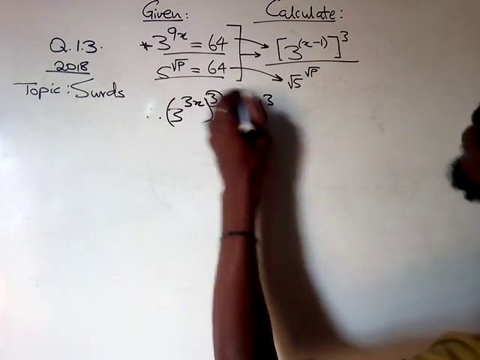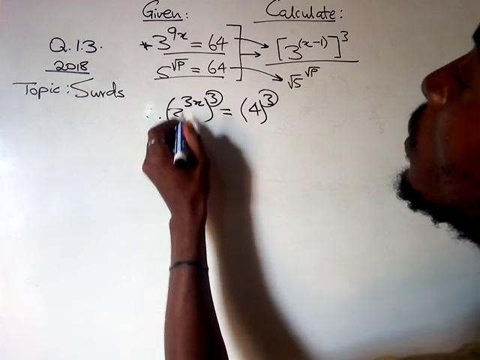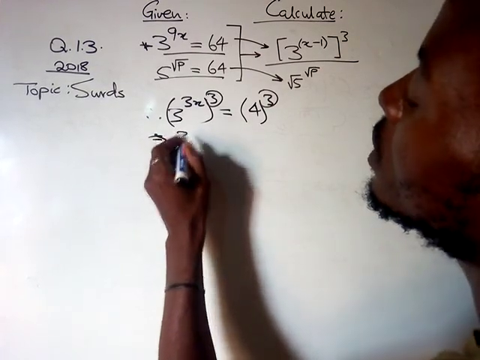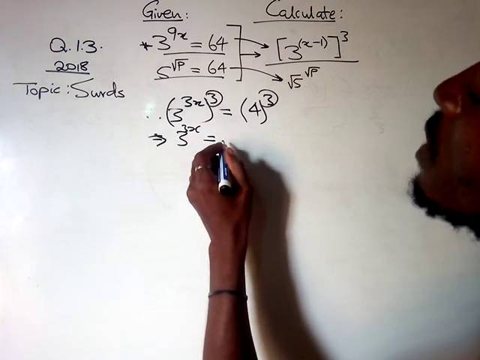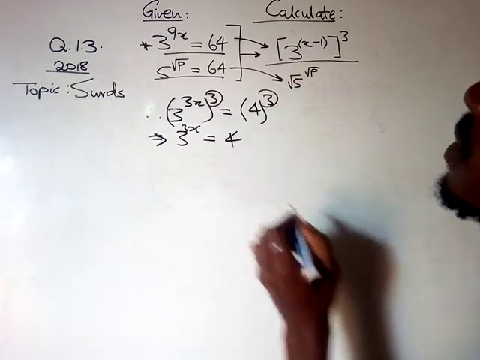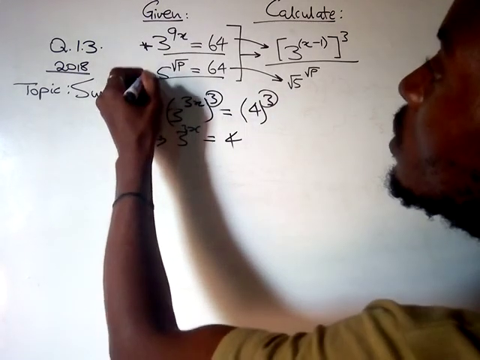So now since exponents are the same, we can conclude that 3 to the 3x is the same as 4 in this case. So we're done with the first one. We come to the second one.